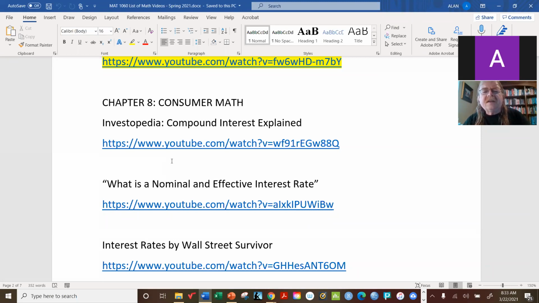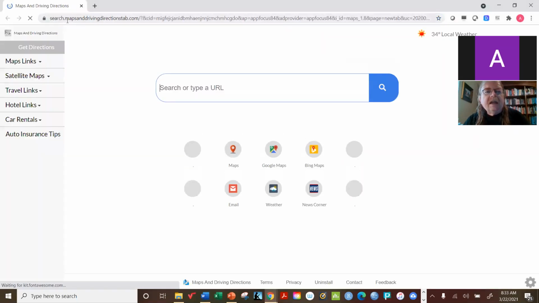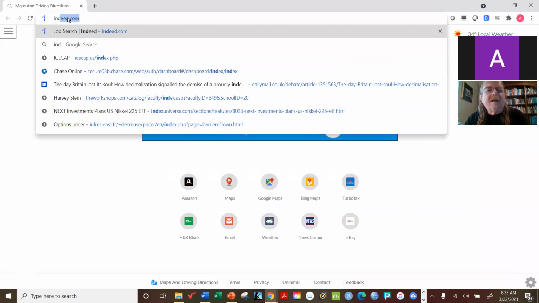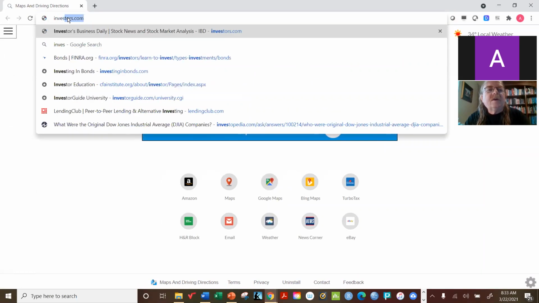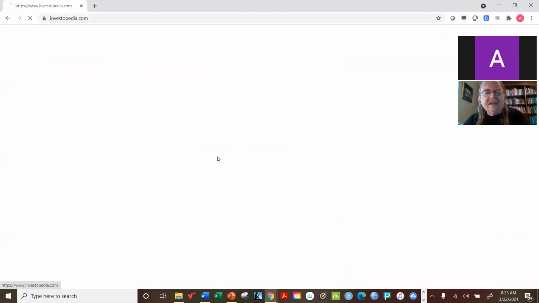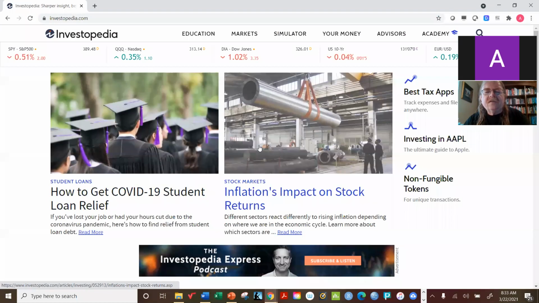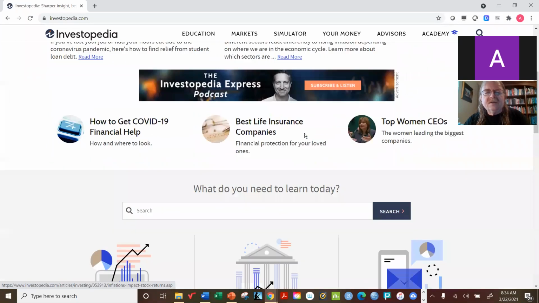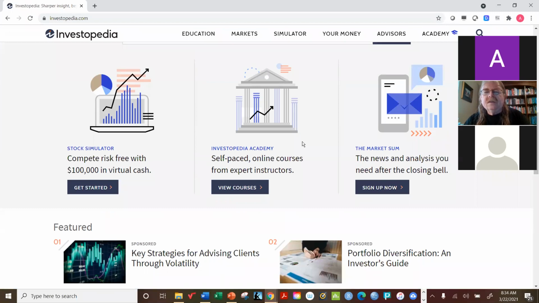This comes from Investopedia, which is a website that you should be familiar with. Anytime you need to know anything about finance or business, the best way to find out about it is at this website called Investopedia. It's kind of like Wikipedia for finance or investments. There's all kinds of great stuff on here. Like, right off the bat, how to get COVID-19 student loan relief. Who doesn't want to know about that? Inflation's impact on stock returns, all kinds of great stuff. There are even little courses here that you can follow along for free.